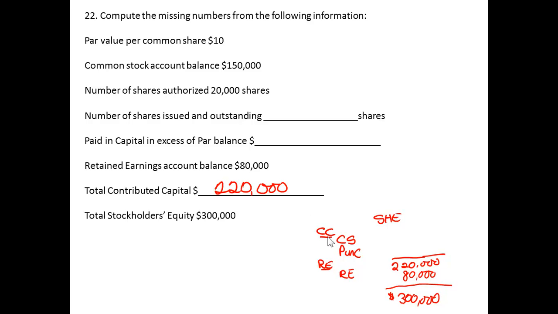Now, I can also see that the common stock account has a balance of $150,000. So paid-in capital must be the difference between the total contributed capital of $220,000 and common stock of $150,000. So paid-in capital in excess of par must be $70,000. So paid-in capital.